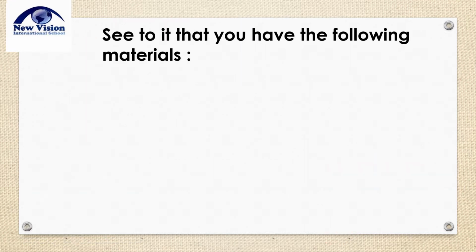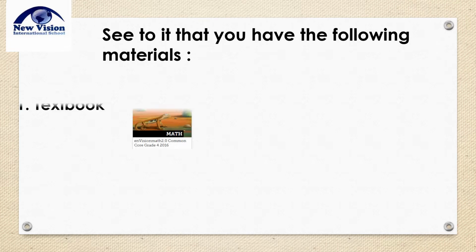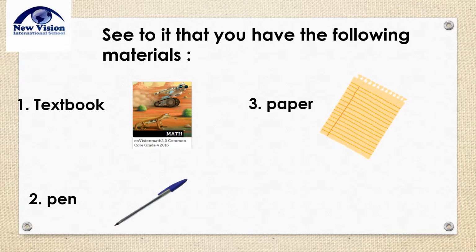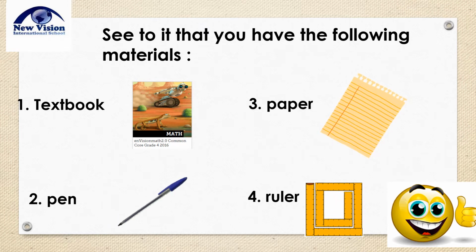Before we start, see to it that you have the following materials. Number 1, your math book. Number 2, your pen. Number 3, your extra paper. And number 4, your ruler.